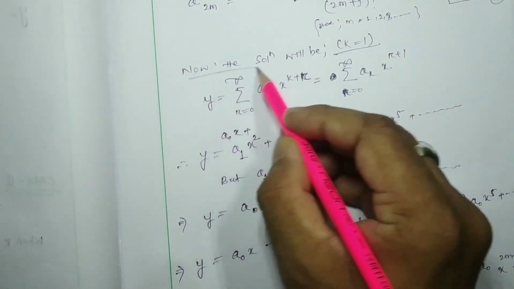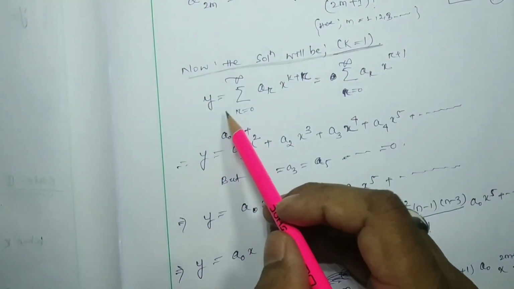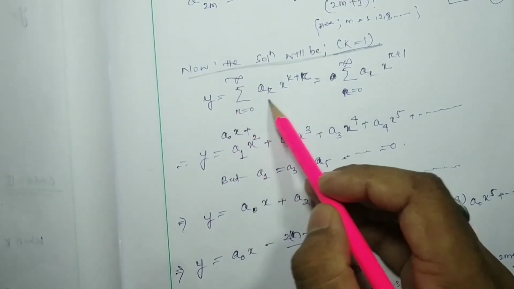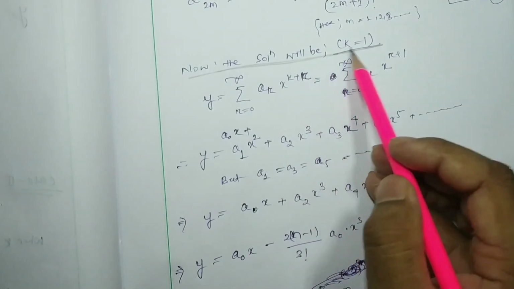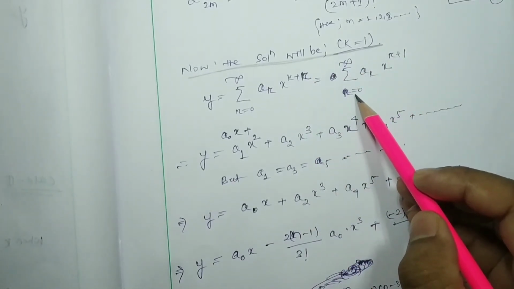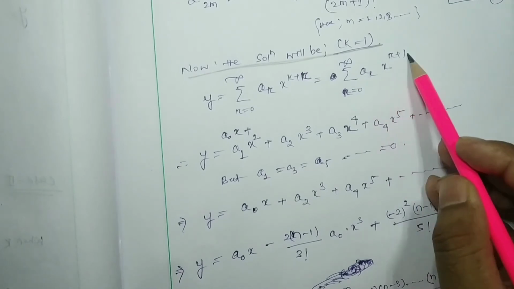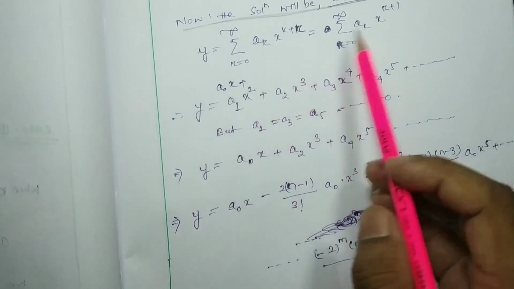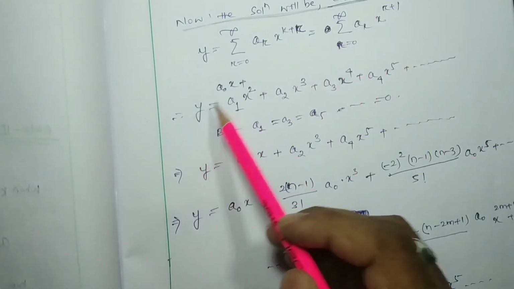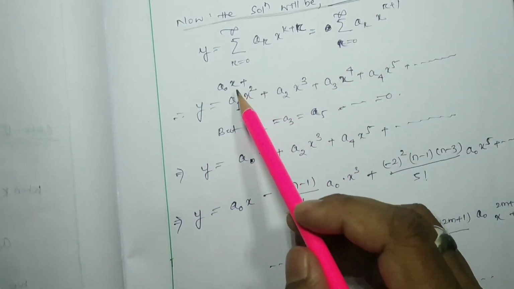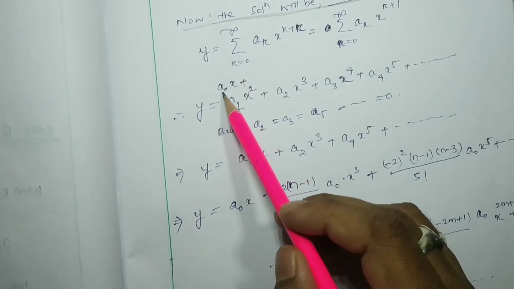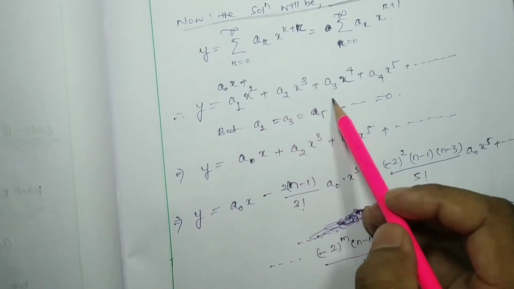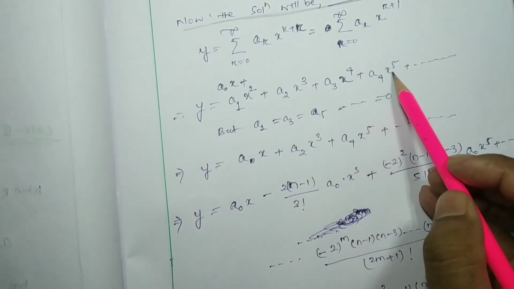The general solution will be how much? We know the general solution is in the form of the sum from r equal to 0 to infinity of a_r x to the power k plus r, but here k equal to 1, so it will be the sum from r equal to 0 to infinity of a_r x to the power r plus 1. So if I expand this, y equal to a0 x plus a1 x square plus a2 x cube plus a3 x4 plus a4 x5 and so on.